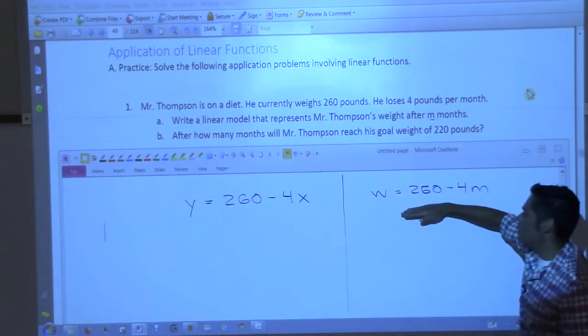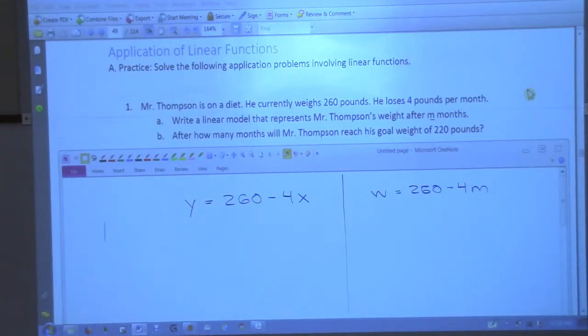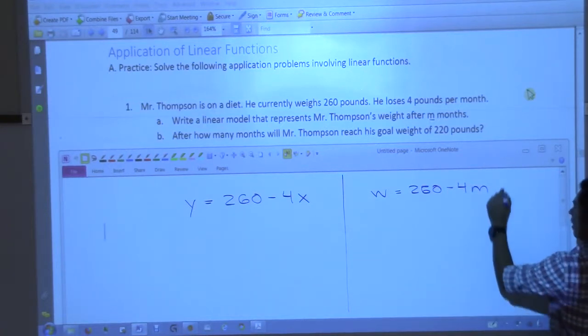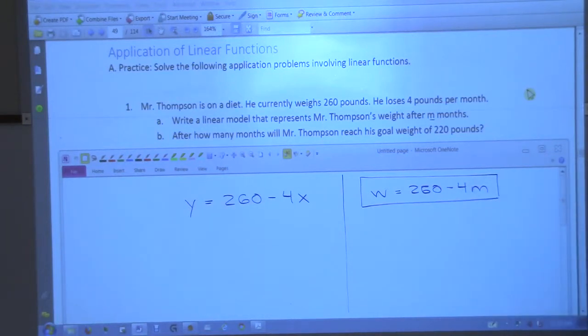This is also a linear equation in 2 variables, but our variables are w and m instead of y and x. So is that fair? Everyone comfortable getting that? Okay, so have we answered part A? Yes, so we just box this up and move on to the next question.